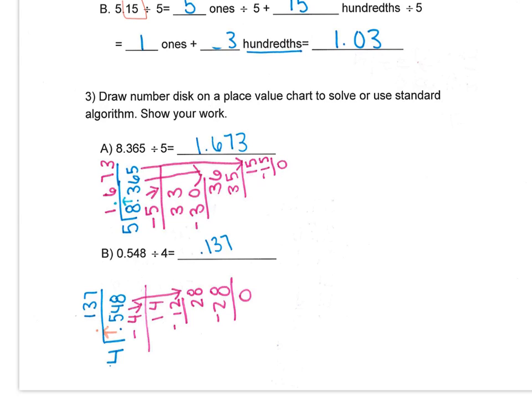So the first thing you're going to do is label. What I like to do is just go ahead and set this up. This number goes in the middle. The 5 goes on the outside. A lot of students make that mistake, so be careful.